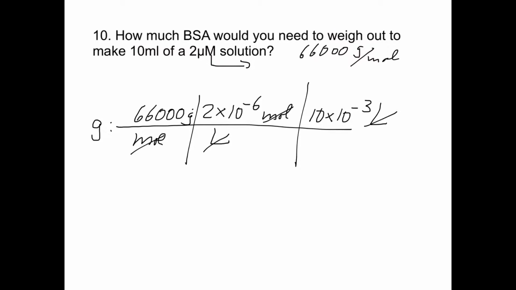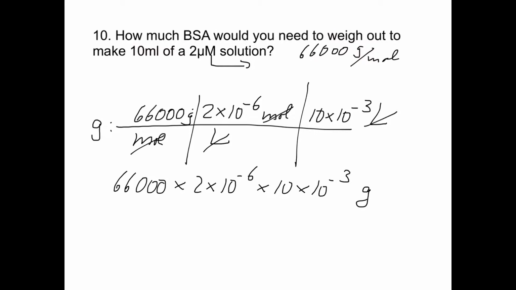So what we have left is 66,000 times 2 times 10 to the minus 6 times 10 to the minus 3, and the unit is gram. And if we put that into the calculator, we get 0.00132 gram, or that would also be the same as 1.32 milligrams.